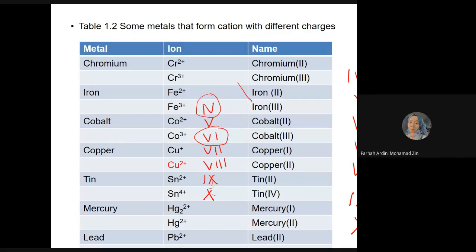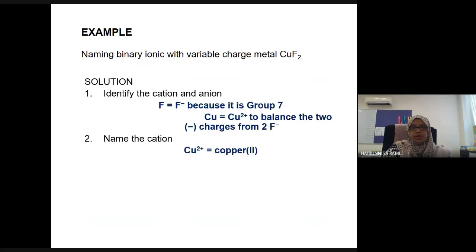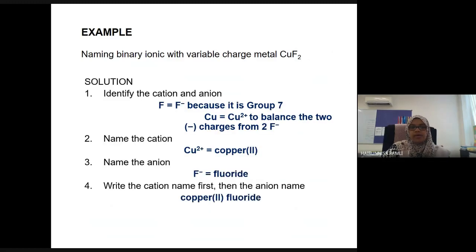Betul. Alright. Okay. So, ni example dia lah. I think you know this one lah eh. So, if you want to name this one, we know that this is copper, CuF2. So, copper is Cu2+. So, this is copper 2 lah. Okay. So, naming dia mesti ada Roman number kat situ. 2 eh.